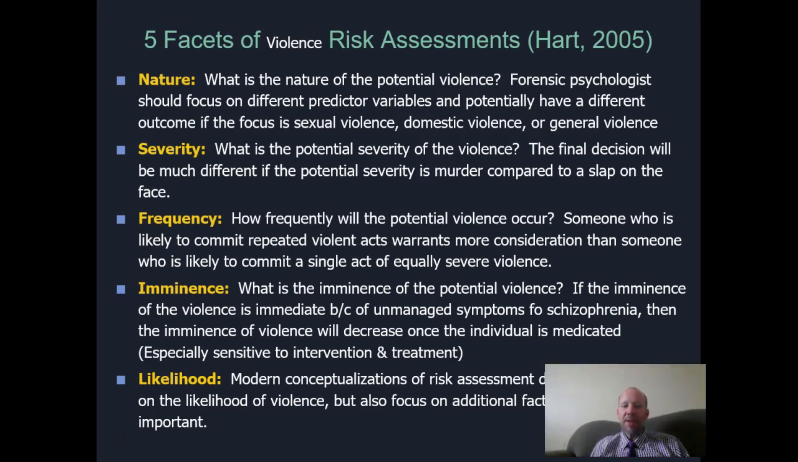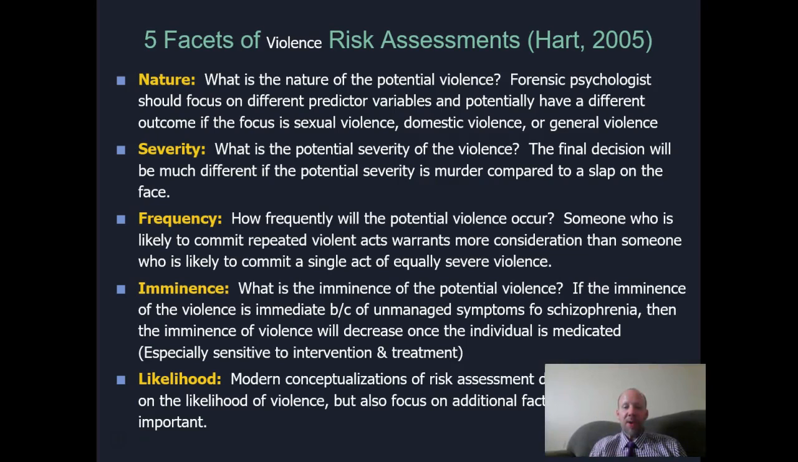What is the imminence of the potential violence? If the imminence of violence is immediate because of unmanaged symptoms of somebody who has schizophrenia, then the imminence of violence will decrease once the individual is medicated. So that makes a big difference. So this is really sensitive to, like it says, intervention and treatment. Is the person getting intervention? Is there treatment? Is there a safety plan in place? Or is it somebody who's off their meds? But once we get them stabilized, the imminence for potential violence will come down greatly.